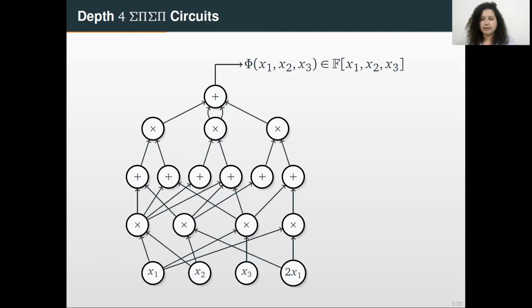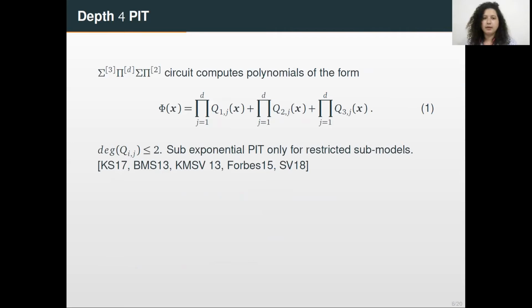Now let's try to extend this idea to depth-4 arithmetic circuits. So this is a depth-4 arithmetic circuit, or sigma pi sigma pi circuit. And let us assume that the top fan-in, again, as before, is bounded by 3, but now we also assume that the bottom fan-in is bounded by 2. That means that such a circuit computes a polynomial of the form, again, we have 3 summands, each of them is a product, but now the inner polynomials have total degree at most 2, where before, when we had depth 3, the total degree was at most 1.